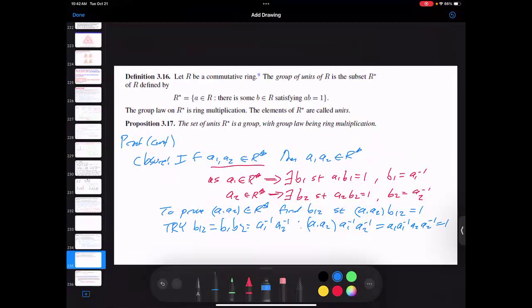So normally, instead of doing A1 inverse A2 inverse, you would normally do A2 inverse A1 inverse. It's just an easier way to write it because then the inverses just line up naturally. Doesn't matter because it's commutative. And so we found a B12 such that A1, A2, B12 equals 1. So A1, A2 is an R star. And that finishes the proof.